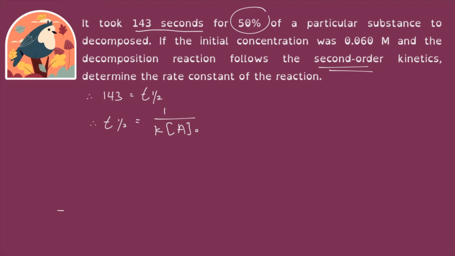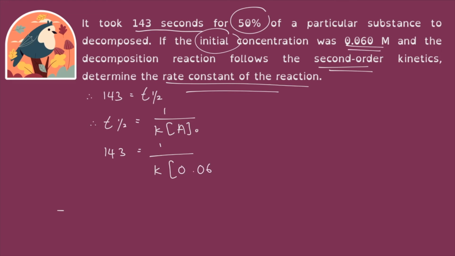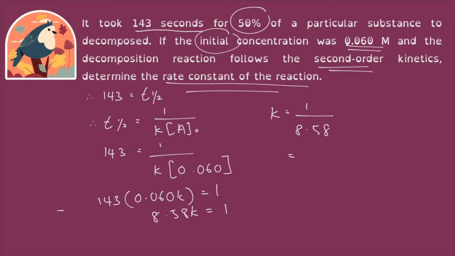So, given to you in the question, the half-life is equivalent to 143, and that is equivalent to 1 over K times the initial concentration. The rate constant is the thing that you want to calculate, and given to you the initial concentration is equivalent to 0.060 molar. So what you need to do is just bring this up. So it's 143 times 0.060 K is equivalent to 1. Therefore, what you can get is 8.58 K is equivalent to 1. So from here, K is equivalent to 1 divided by 8.58. Therefore, you shall get K equivalent to 1.1655 times 10 to the power of -1, or you can put it as 0.11655.